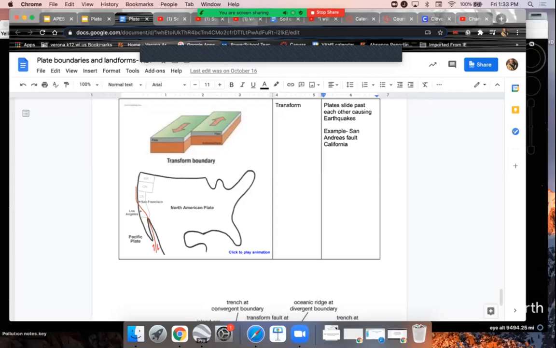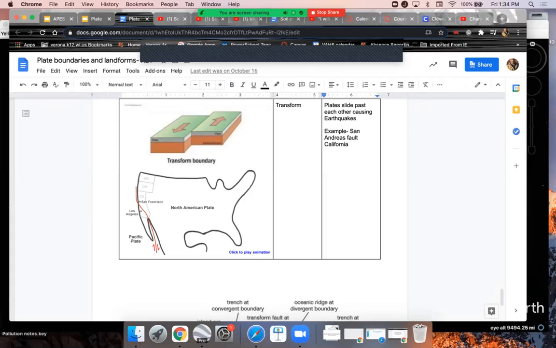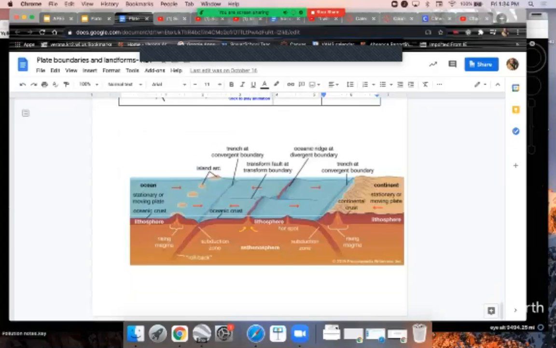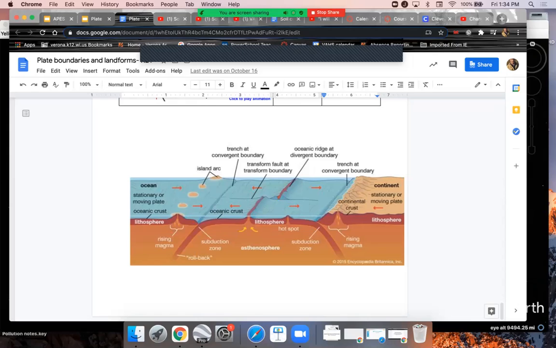You can get some rippling in these areas, but mostly they are located and identified by the presence of earthquakes. Keep in mind, earthquakes are present for any of these boundaries. Anytime you have rock moving, you will have some sort of earthquake. This diagram just sort of wraps it all up and puts it all together.